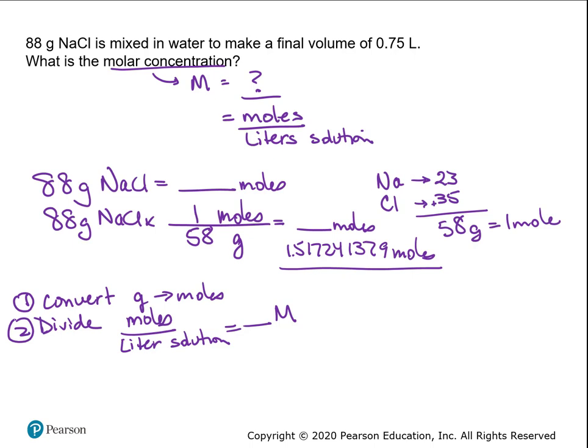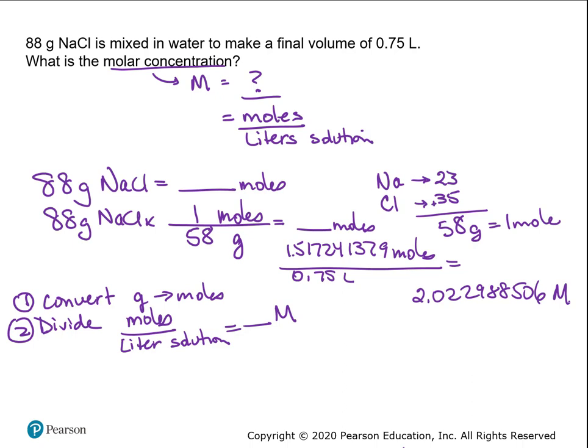So what's the volume of my solution? Read the question. What is the volume of my solution? 0.75. So that number, 1.5172, all that, divided by 0.75. I got 2.022988506, and that's going to be my moles per liter, capital M.